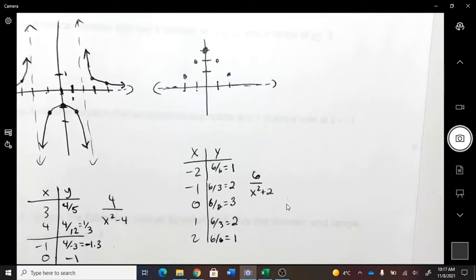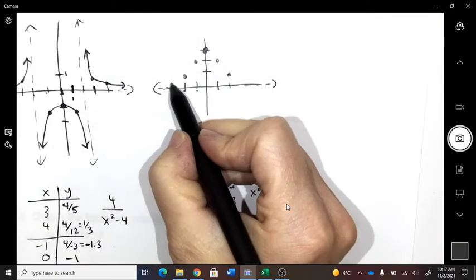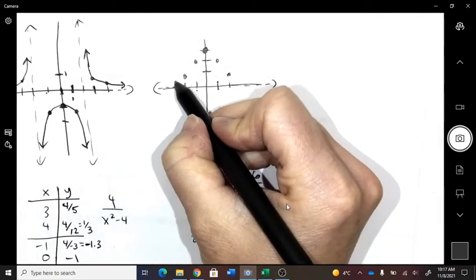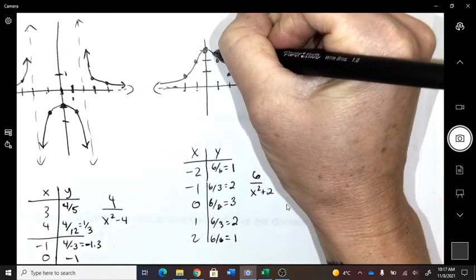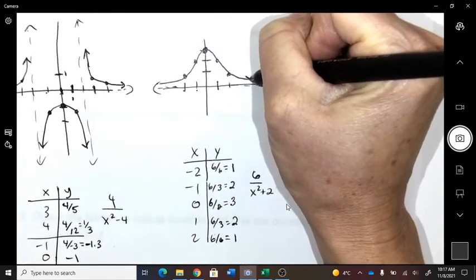Okay, so those are the 5 points. But we have to be careful with the shape we're going to make. This isn't just like an upside down V. Think about this: it has to get lower, lower, lower, lower. So it's kind of going to be like a bell. Do you know what I mean if I say a bell shape?